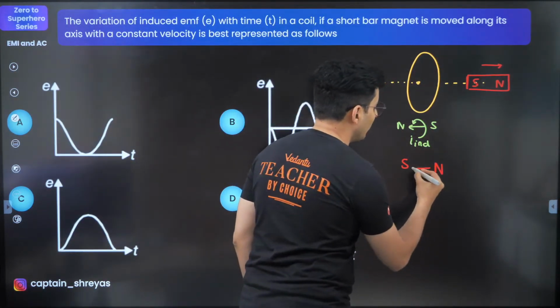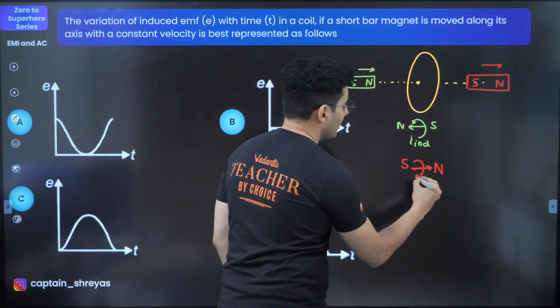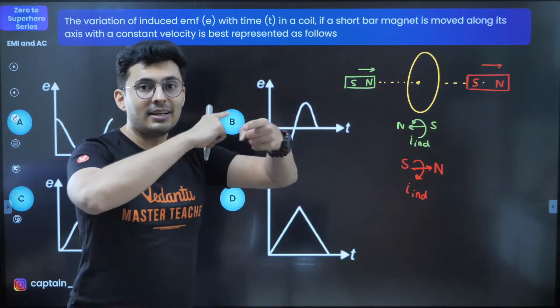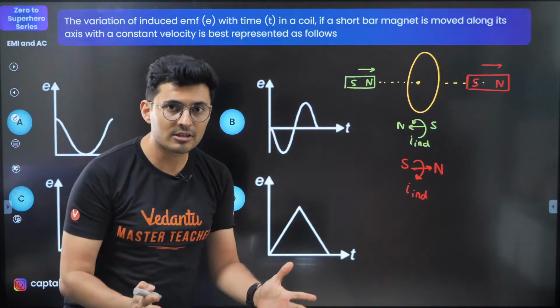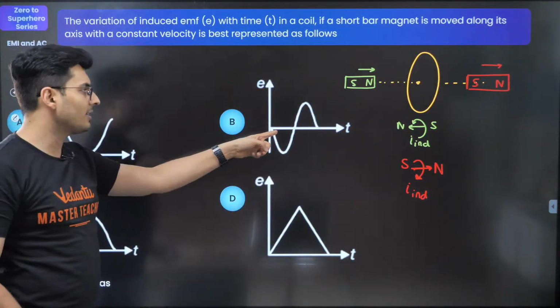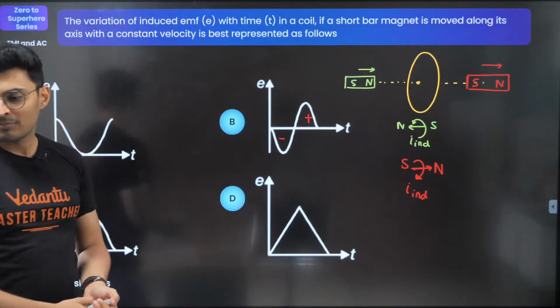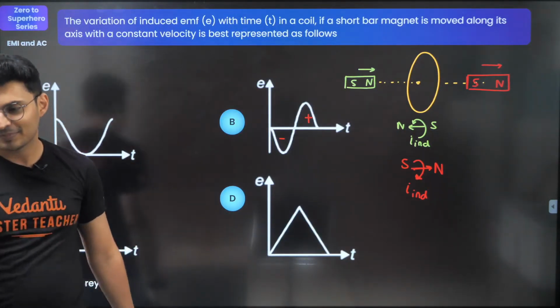So the magnetic moment will be created here. If you use your right hand, the current will be induced in the exact opposite direction. So the direction of the current has reversed. That means the sign of the current or EMF also has reversed. There is only one such graph where it reverses, and that is here. So if it was negative, it has become positive. That is option B. It's not D, it's not C.